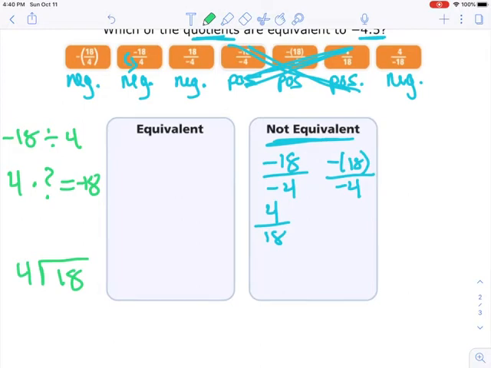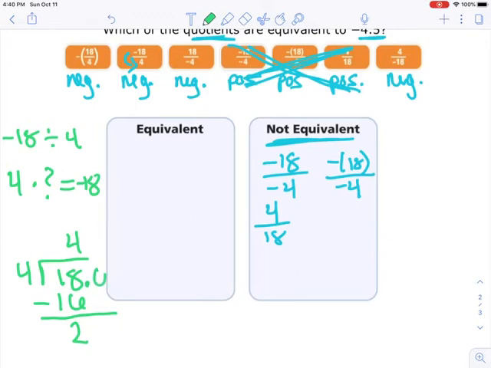Either way, when we start dividing here, I'm going to start using my division house. How many times can 4 go into 18? It can go in 4 times. 4 times 4 is 16, so I'm going to subtract 16 here. And I have 2 left over. 18 minus 16 is 2. We don't want to do a remainder. We actually want to finish this division problem.